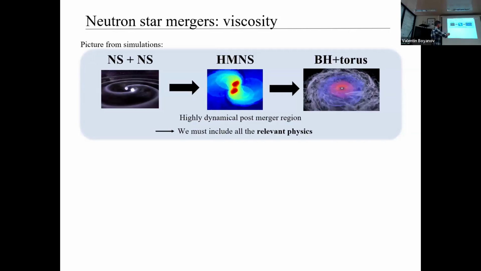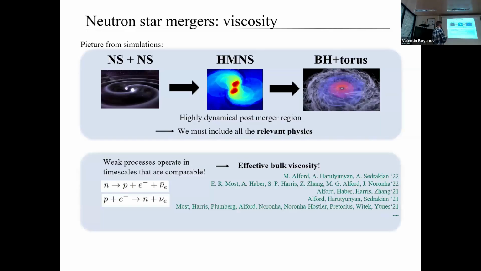And I would like to focus on this region in which a lot of interesting physics is happening. If we want to provide an accurate template, for example, for the gravitational waves for future detectors like the Einstein Telescope, we should include all relevant physics here. We should not forget anything relevant in this region.